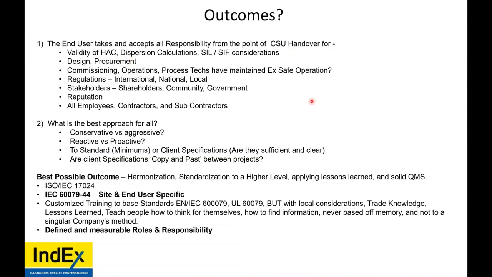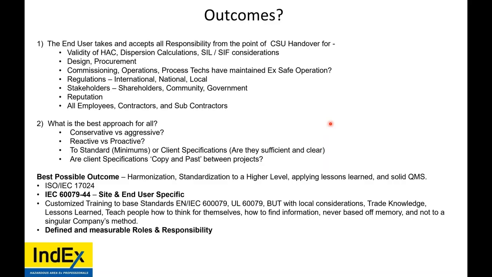Next slide. So, what can we expect for the outcomes of 60079-44 and from discussions like these? Well, the end user takes and accepts all responsibility, once again, from CSU handover, commissioning, and startup. So they believe that the validity of the classification, dispersion calculations, and the safety integrity levels, all those considerations are correct. The design and procurement of everything is correct.